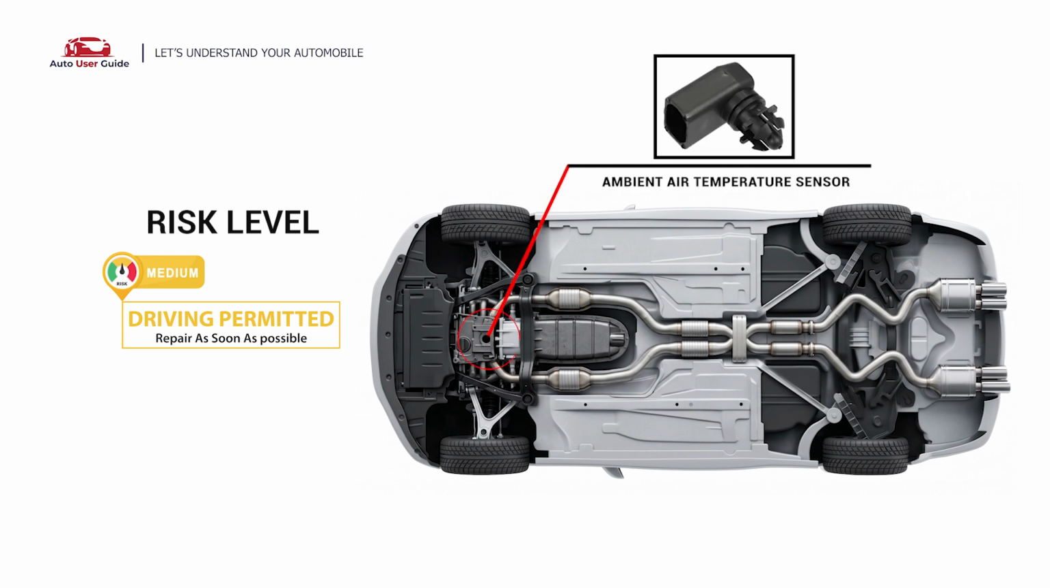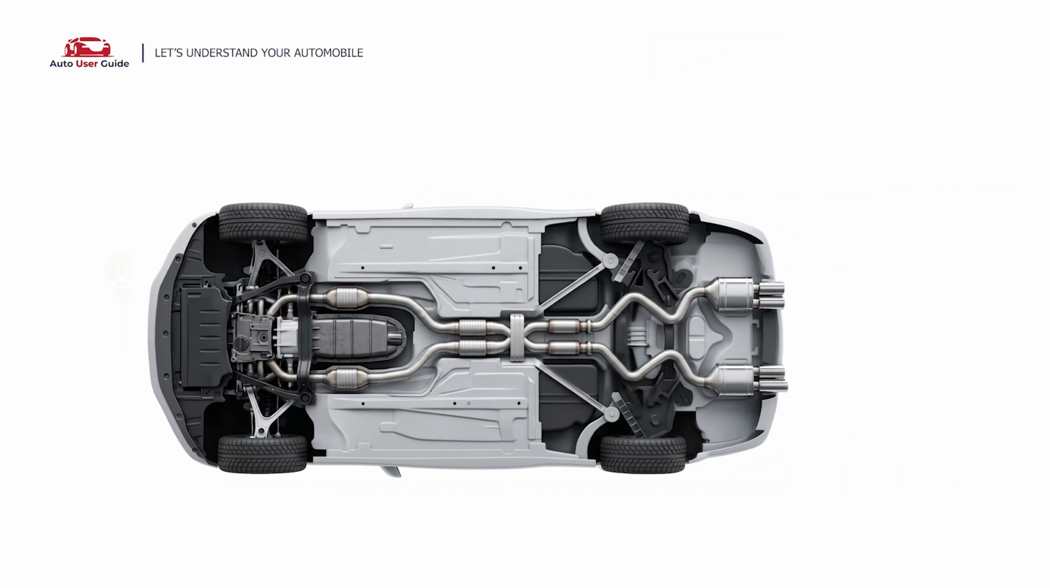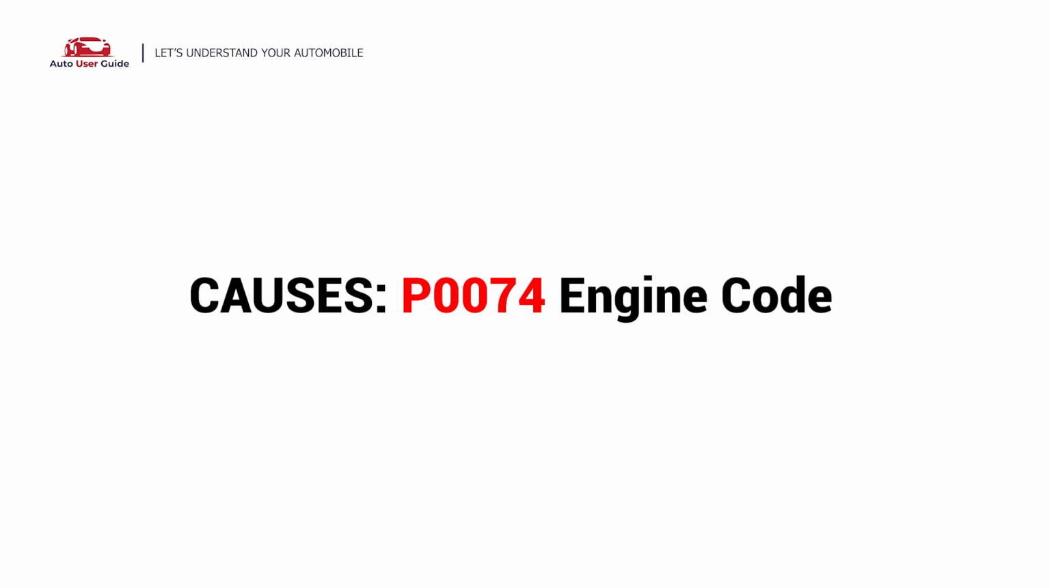The P0074 engine code indicates that the ECU is receiving erratic, inconsistent, or on and off electrical signals from the sensor that measures the outside temperature. Under this circumstance, short-distance driving is permitted, but your vehicle should be repaired as soon as possible. This error can be caused by these possible faults in your vehicle.